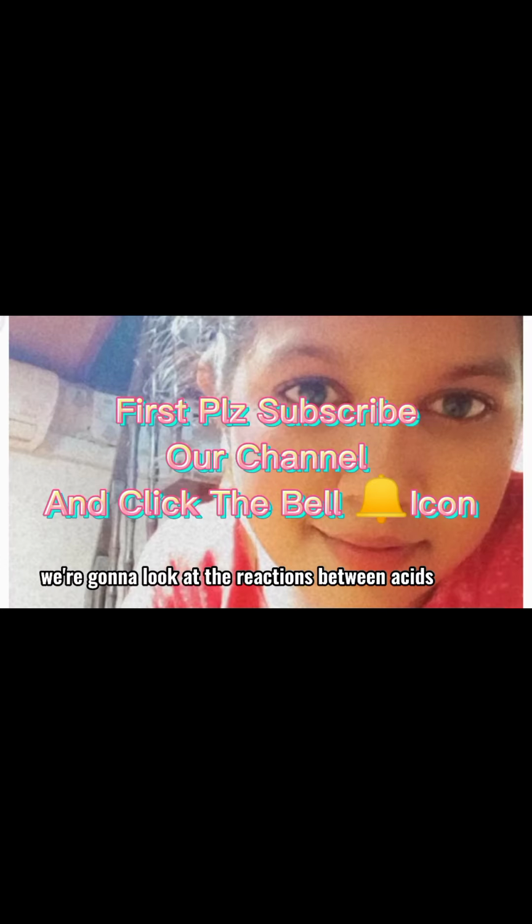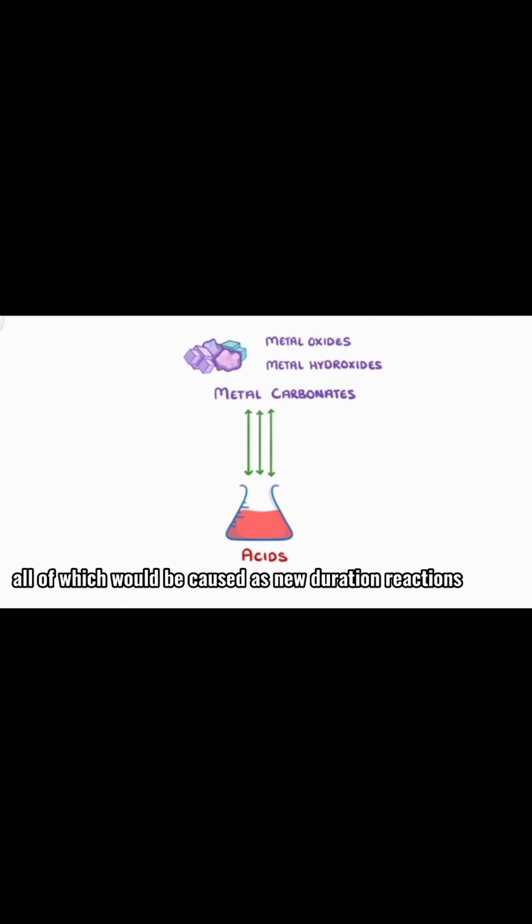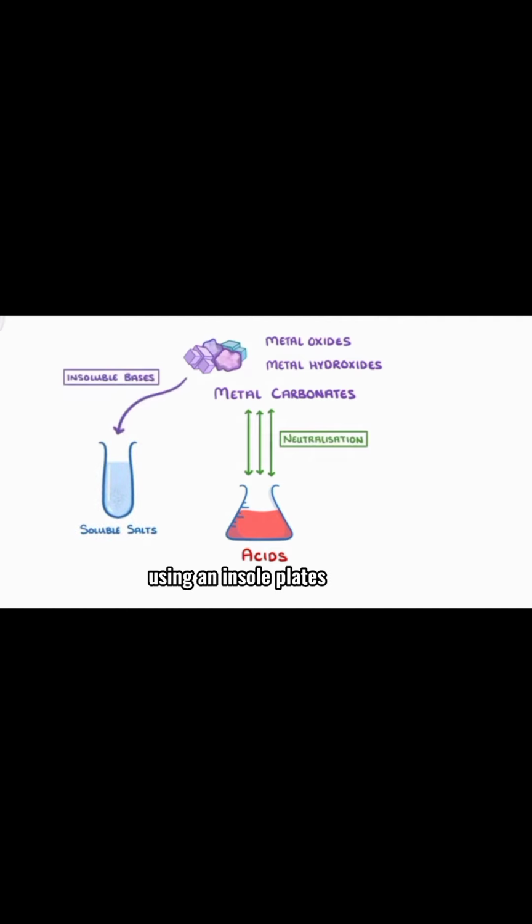In today's video, we're going to look at the reactions between acids and different kinds of bases, including metal oxides, metal hydroxides, and metal carbonates, all of which would be classed as neutralization reactions. And at the end, we'll see how we can make soluble salts using an insoluble base.